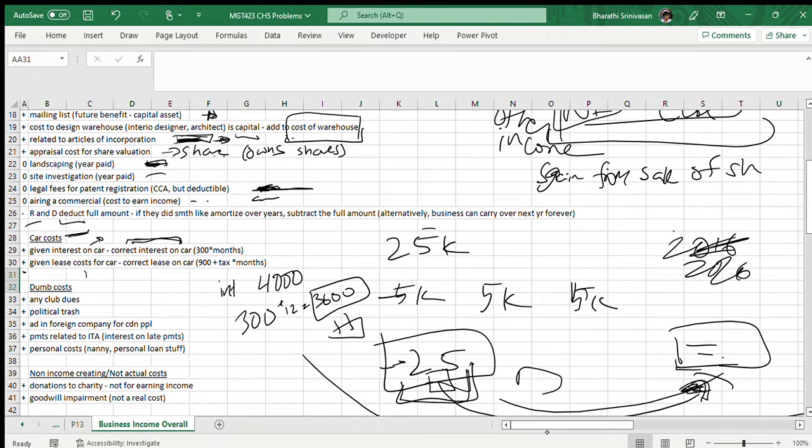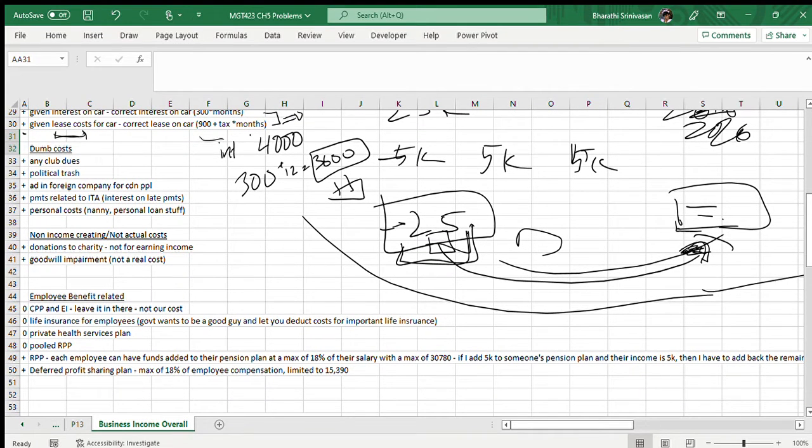Same thing for the lease costs. You have to add the lease cost that the company deducted, and then subtract the actual lease on the car that you can deduct. And the actual lease is limited to 900 times the number of months. Coincidentally, this is also the same limit for employees. So if an employee were to use a car, how much could they deduct?